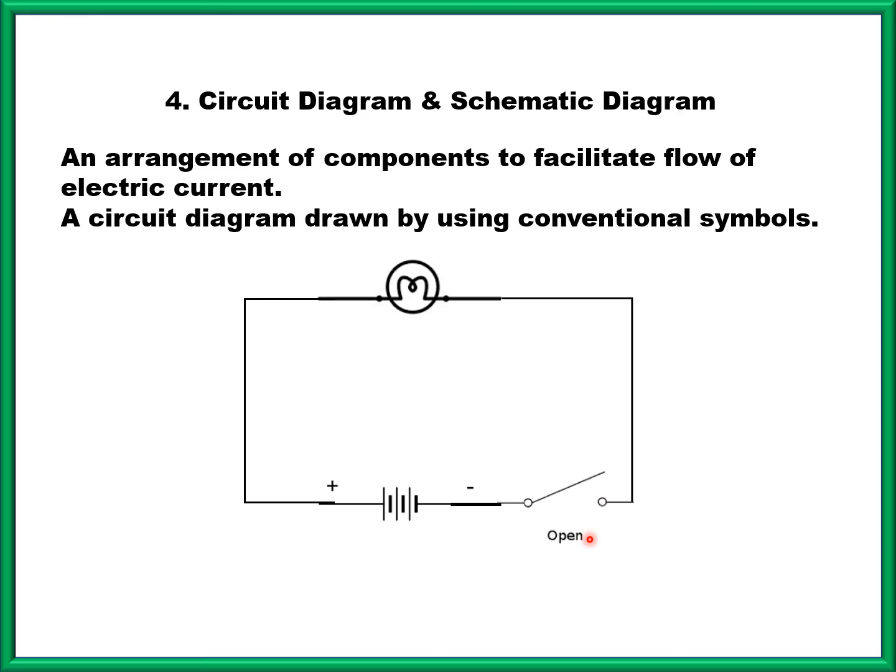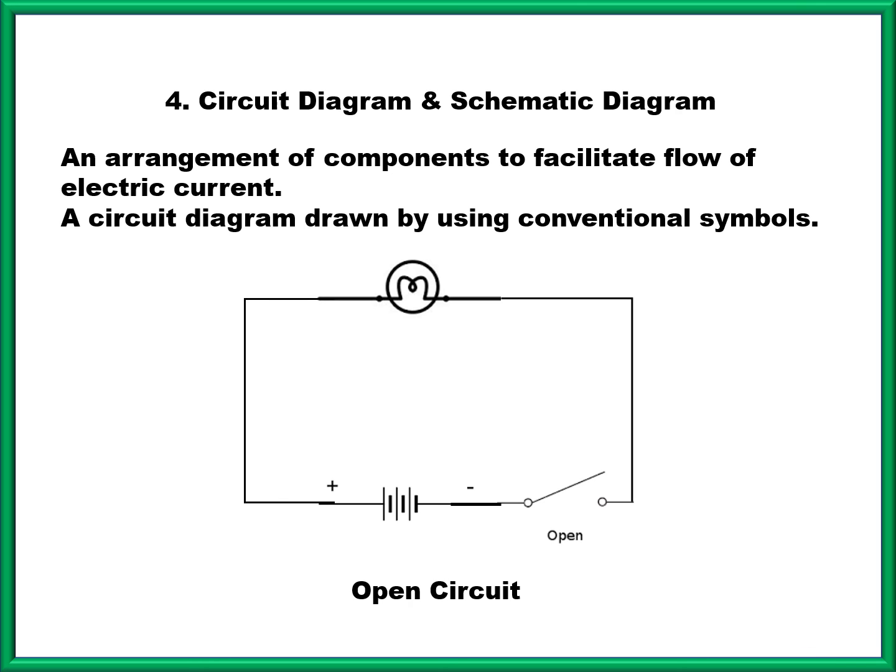Now in this circuit, the electric current will not flow because the switch is open. You can see this part is open. So this is called an open circuit, in which no current flows. Though we have all the components required for making a circuit, this does not represent a complete circuit. This is not a closed continuous path because it is open at the switch position.